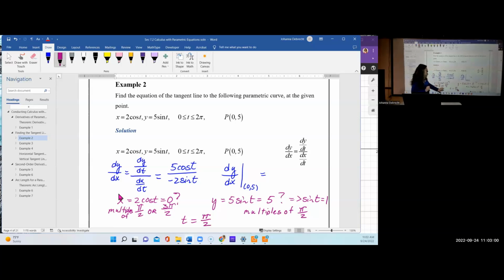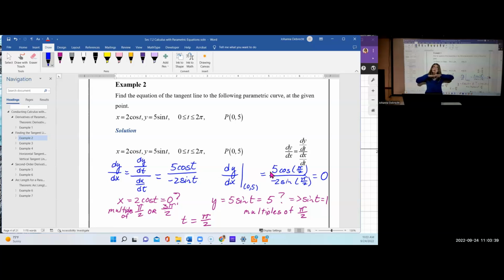Now that I know that t has to be pi over 2 to produce this ordered pair for the point, I can take that value and plug it into the formula for the derivative. So this is going to be 5 cosine of pi over 2 over negative 2 sine of pi over 2. The cosine of pi over 2 we know is 0, but the denominator can't be. So the denominator is going to be negative 2, which gives me 0.